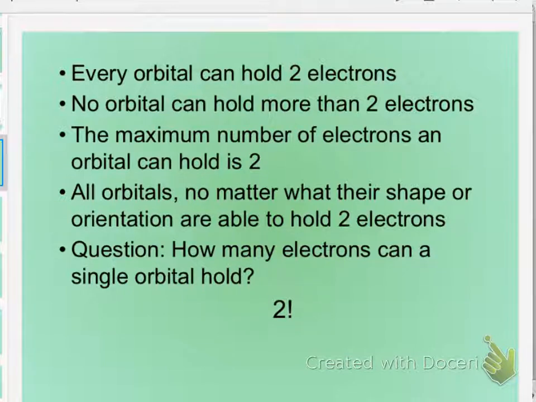Okay, so we said that we're doing all this to sort of give an address to the electrons, to actually identify where they live, because where they live is going to determine how an element behaves in relation to other elements. We kind of mentioned this. Every single orbital in an atom can hold 2 electrons. That's it. There is not any orbital that can hold more than 2 electrons. No matter what their shape, no matter what their orientation, they can hold 2 electrons. How many electrons can a single orbital hold? 2! You only have to be able to count to 2. It's very convenient.